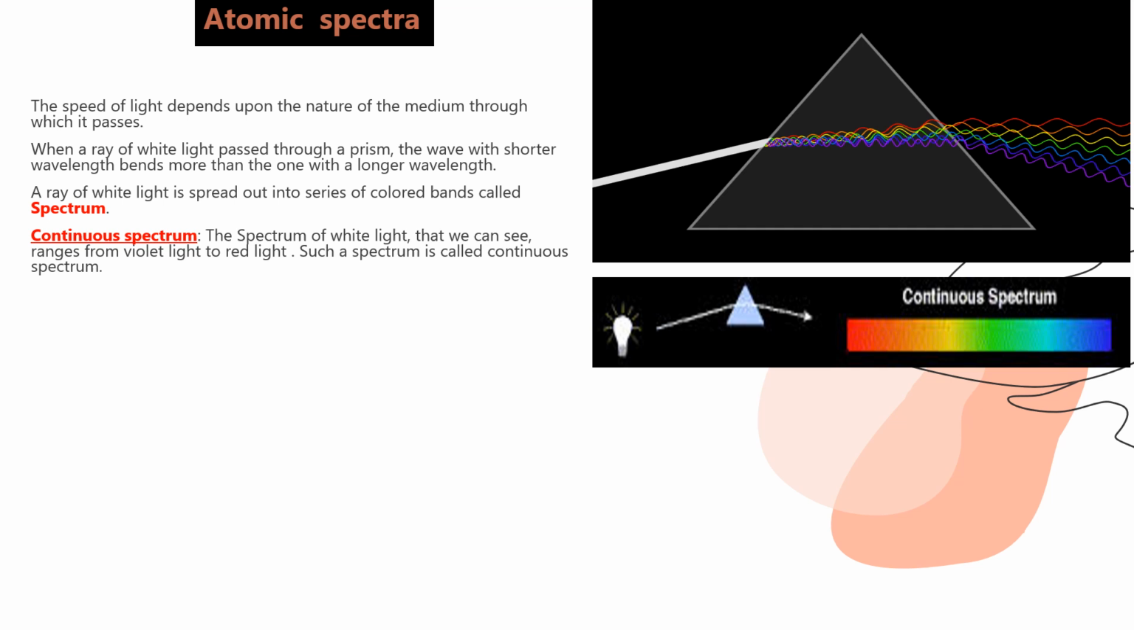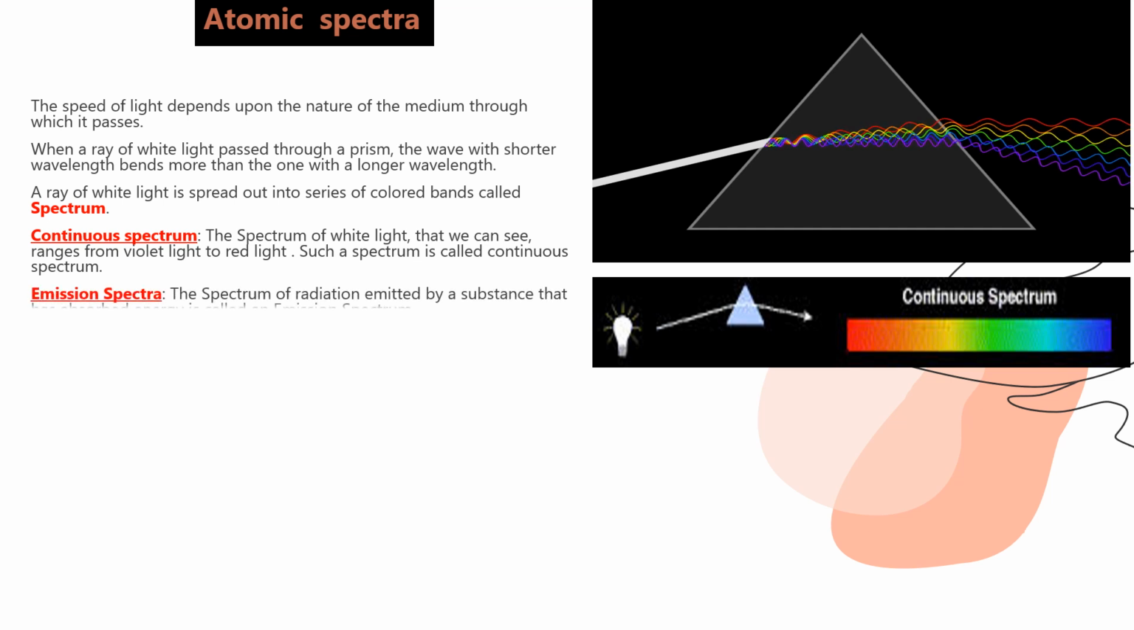The spectrum of white light that we can see ranges from violet light to red light. Such a spectrum is called a continuous spectrum because violet merges into blue, blue merges into green, and so on. A similar spectrum is produced when a rainbow forms in the sky. Remember that visible light is just a small portion of the electromagnetic radiation.